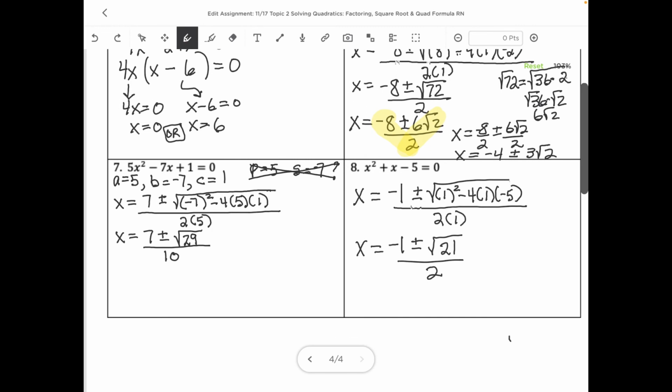All right, now as was the case with number 7, 21 is prime, so you can leave your answer like that. I do want to go back and make a note that for number 7, you can also write your answer as 7 over 10 plus or minus root 29 over 10, and this one is negative 1 over 2 plus or minus root 21 over 2.